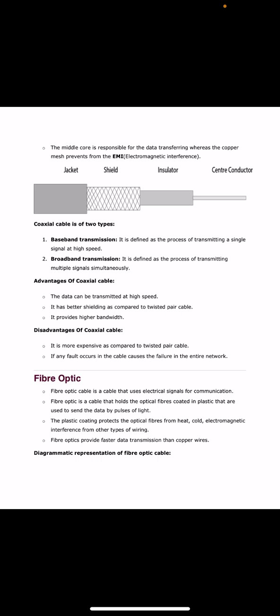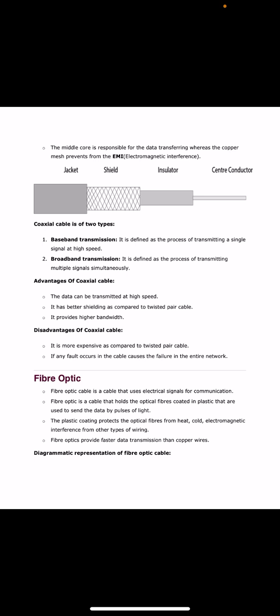Advantages of coaxial cable: the data can be transmitted at high speed. It has better shielding as compared to twisted pair cable. It provides higher bandwidth. Disadvantages of coaxial cable: it is more expensive as compared to twisted pair cable. If any fault occurs in the cable, it causes failure in the network.